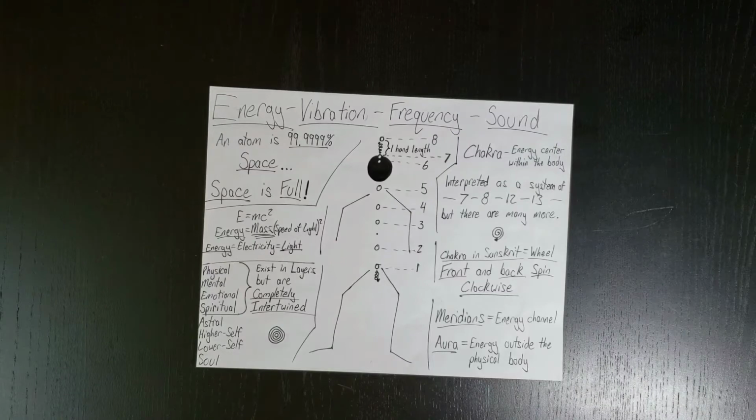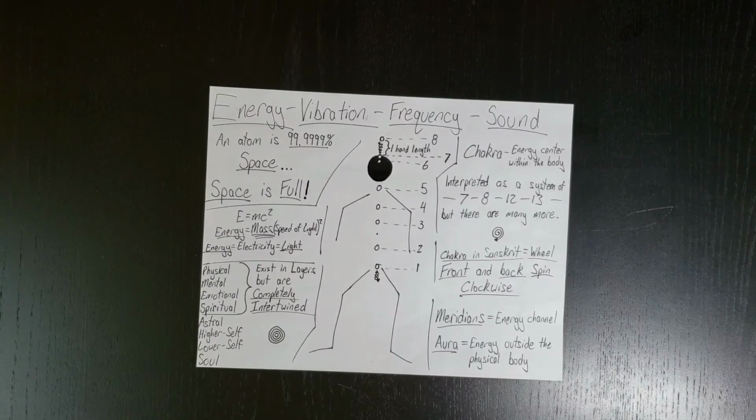So we have four bodies, the physical being the most dense. We also have an emotional body, a mental body, and a spiritual body, and they exist in energetic layers outside of our body. But they're all completely intertwined, and anything that manifests in our physical body is connected to our other bodies. We also have an astral body, which can be looked at as an energetic projection of ourselves or our awareness, and we also have a higher self, a lower self, and our soul.